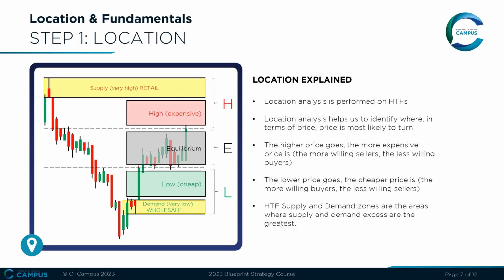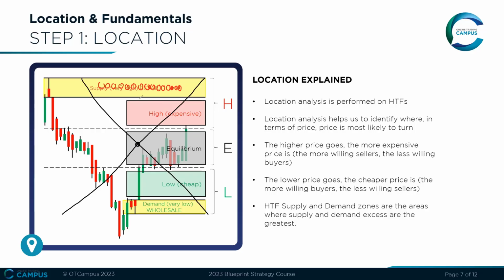So if you remember Economics 101, we would have a supply as well as a demand curve. And the supply and demand curve have an equilibrium. That's where they meet. And they have supply excess, where things just become very expensive, right? And as a result, because things become very expensive, there's not going to be a lot of willing buyers, but there's a lot of willing sellers.